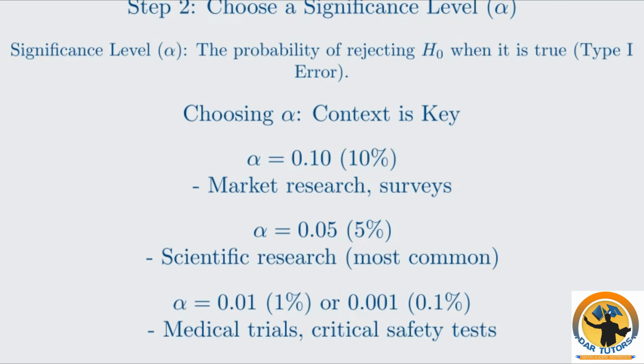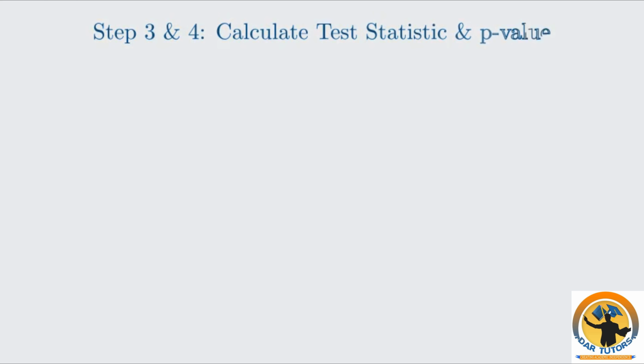To summarize, the significance level alpha is the probability threshold you set for your test, and it must be determined before analysis, based on the real-world implications of a type 1 error. We've formulated our hypotheses, H0 and H1. We've chosen our significance level alpha. Now, the next crucial step is to gather data and calculate a p-value. Let's perform a z-test to see this in action.